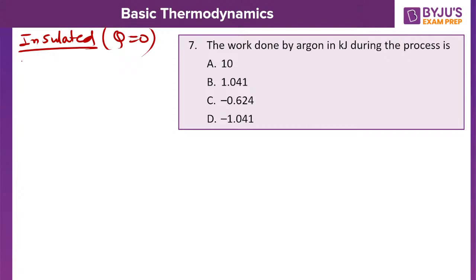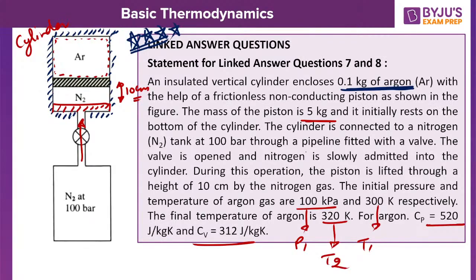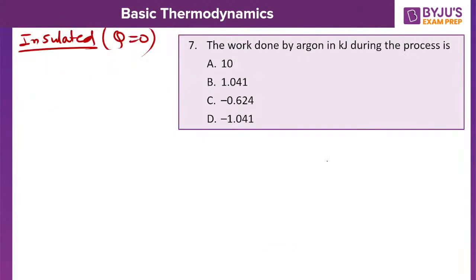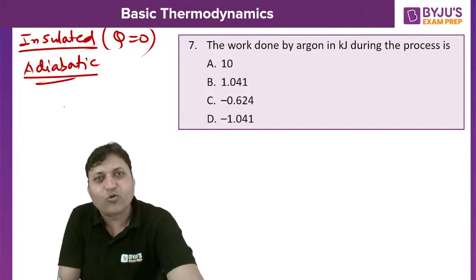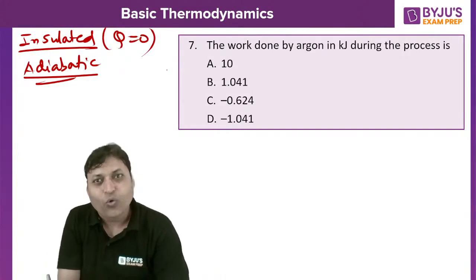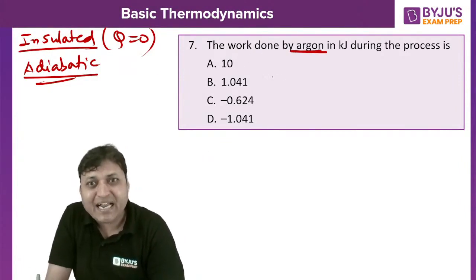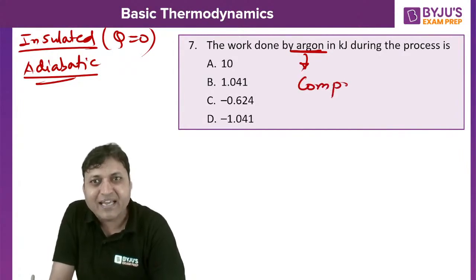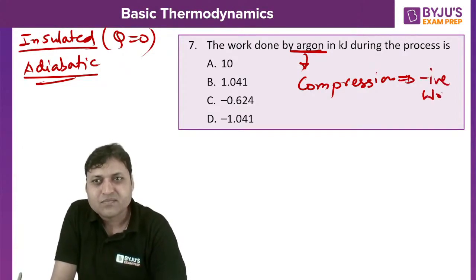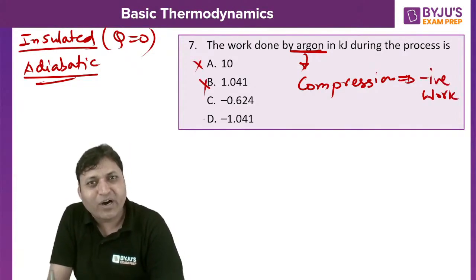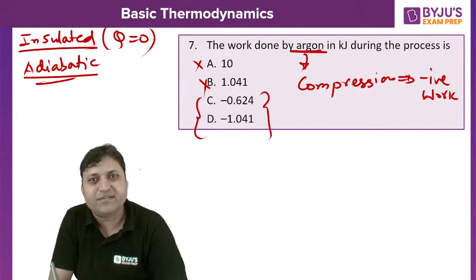So this is the reversible adiabatic process, because it is a slow process. The process is adiabatic. For an adiabatic process, how to calculate the work transfer? Work done by the argon, will it be positive or negative? Because argon is getting compressed and compression work is negative, it will be either option C or D.